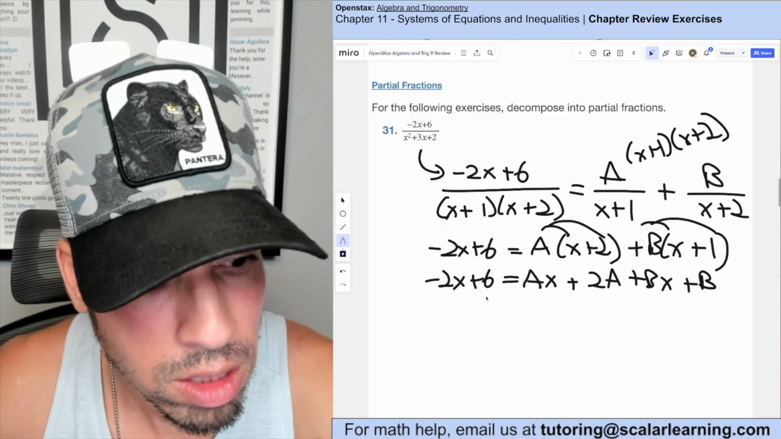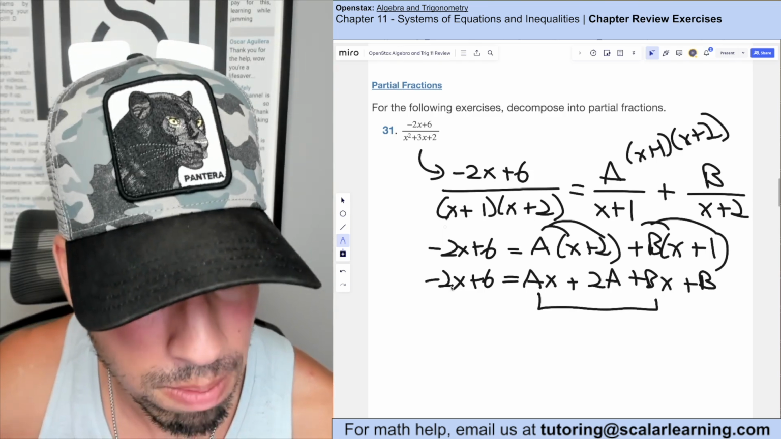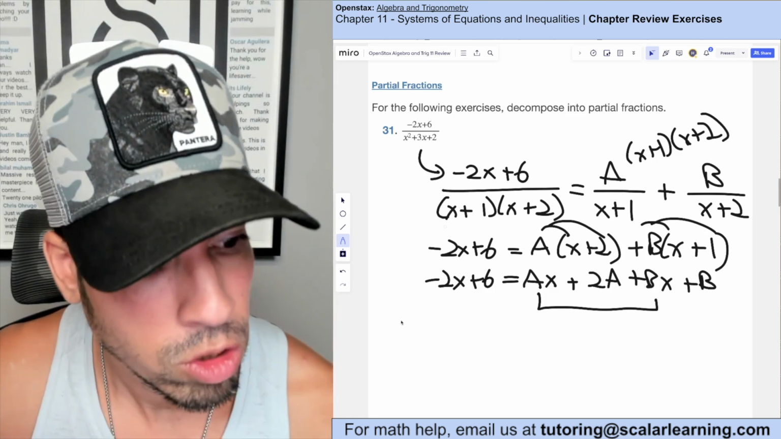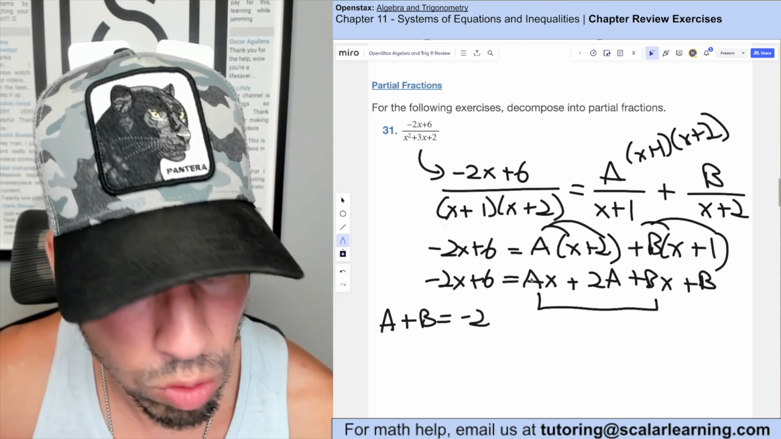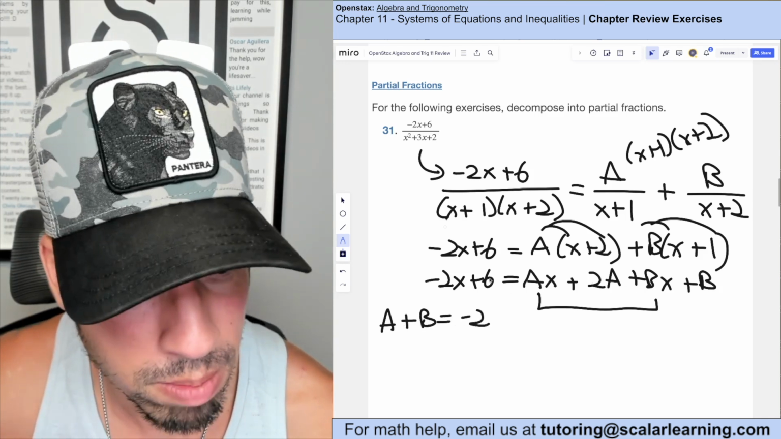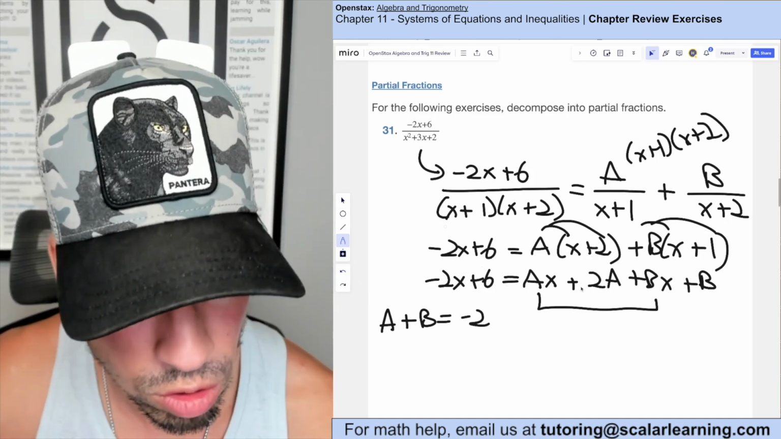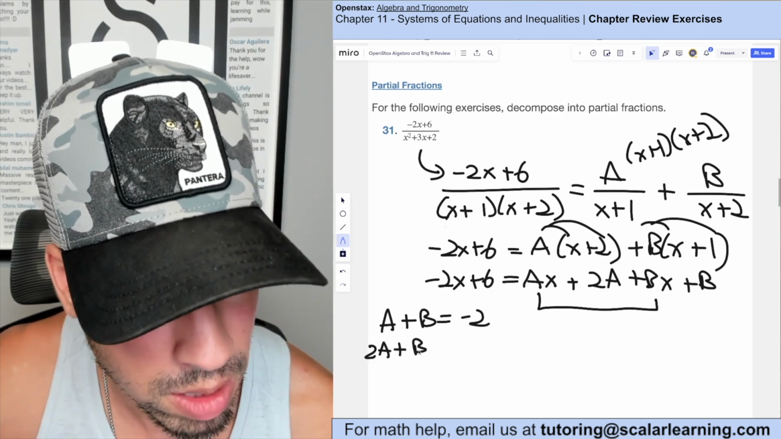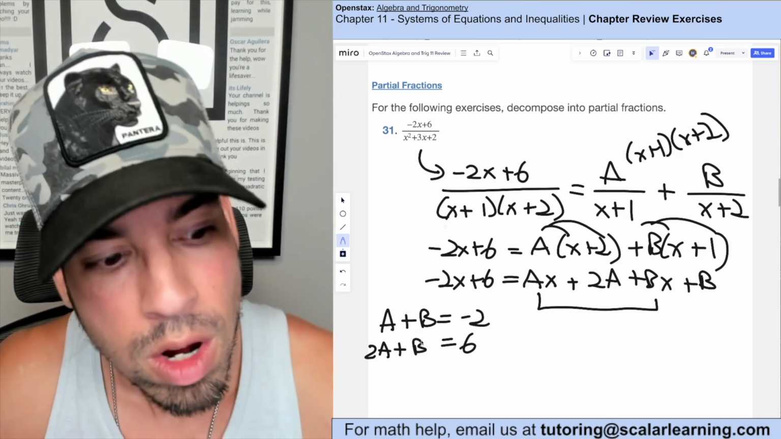All right, so now let's match up the matching parts, right? I know that Ax and Bx are going to combine to give us -2x. It has to be, because those are the only terms with x's. So that means A plus B equals -2. I also know that 2A plus B must equal 6, right? These are all the constants, so they must be equal since the two sides are equal. Guess what? We have a system of equations, 2 variables, 2 equations. We're ready to do this.